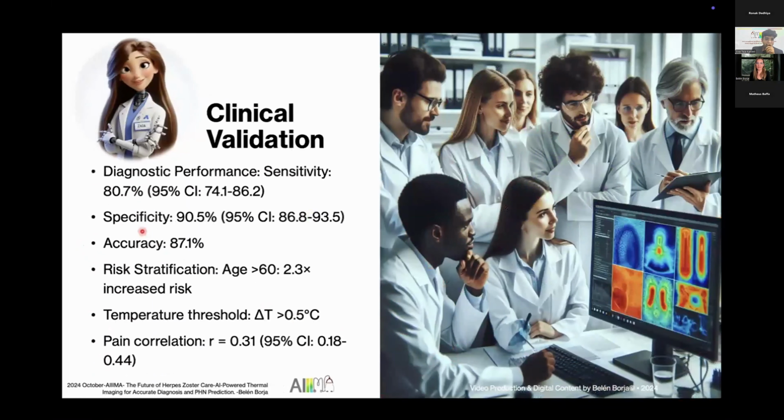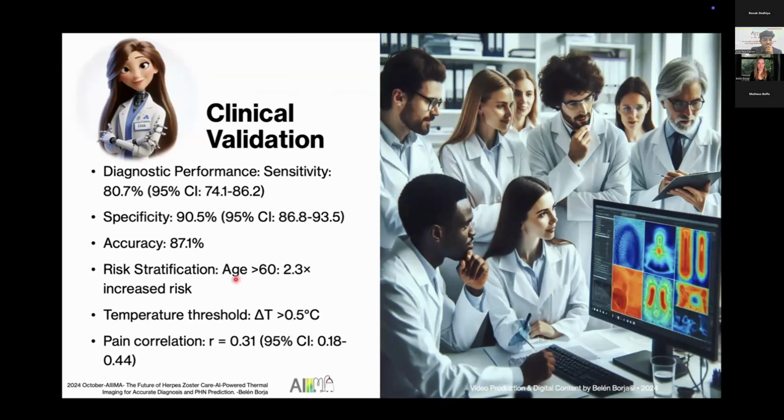Our validation studies show we can predict post-herpetic neuralgia risk with an astounding 80.7% sensitivity and 90.5% specificity. And get this, the overall accuracy clocks in at a staggering 87.1%. But the real gem? We found that a mere 0.5 degrees Celsius temperature difference is the key. Cross that line and you know you're dealing with herpes zoster.